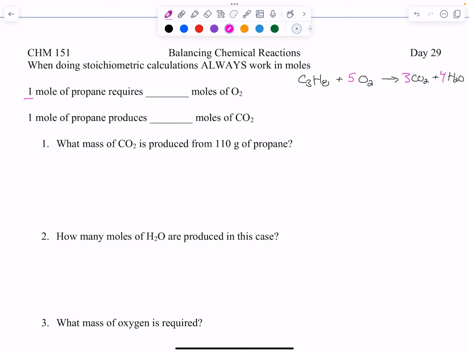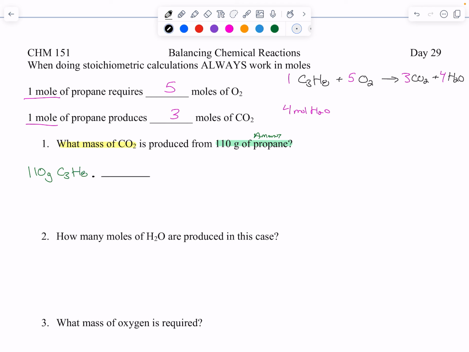So 1 mole of propane, which is here, requires how many moles of oxygen? 5. Produces how many moles of CO2? 3. Also produces 4 moles of water. All right, so this is what we're going to do. What mass of carbon dioxide is produced from that many grams of propane? That's an amount, right? This is the amount. And so I'm going to take my 110 grams of C3H8, got my amount.